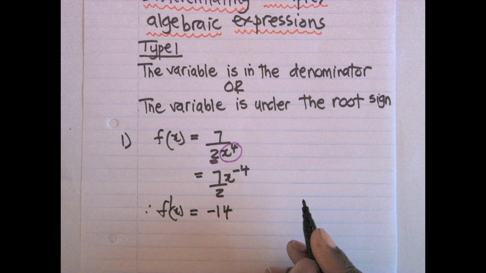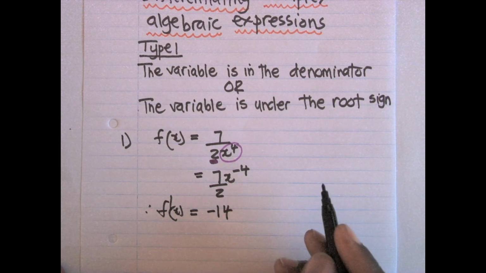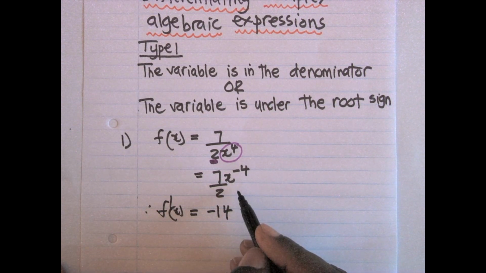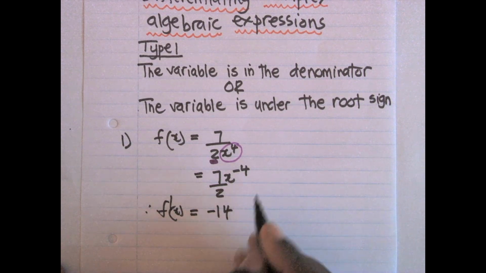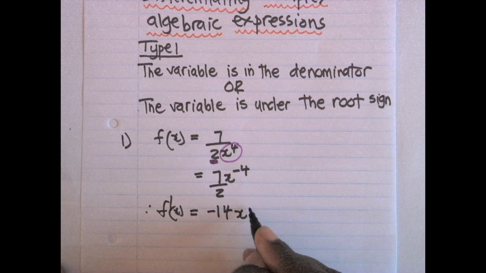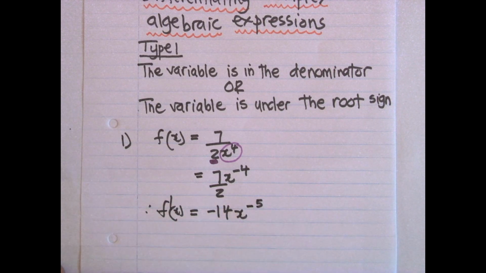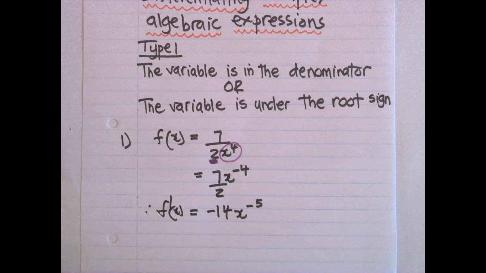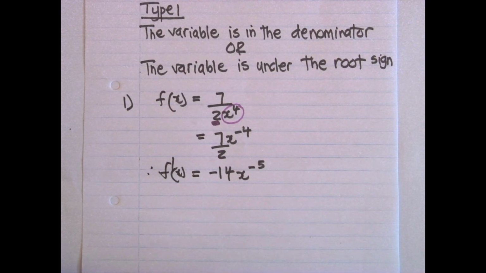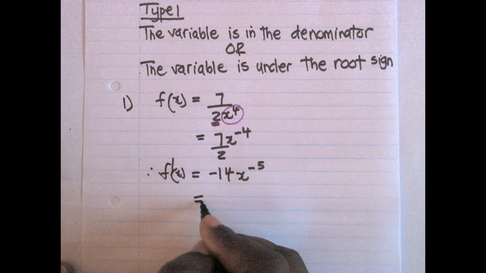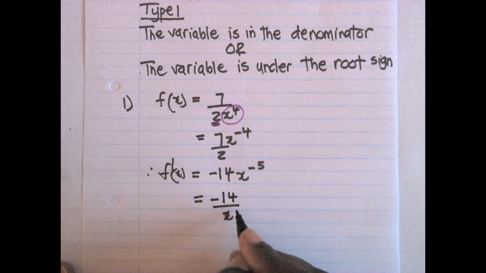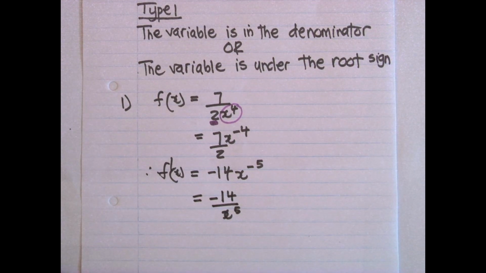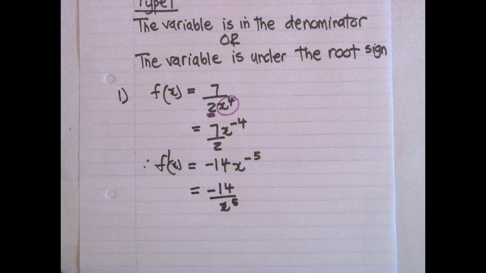But remember what we said, every time we do this rule, the exponent is going to reduce by 1. So we are going to have x to the power of negative 5. Then I can write my answer with a positive exponent, depending on what the examiner is asking you to do. So this will be equal to negative 14 over x to the power of 5. And that will be my final answer.